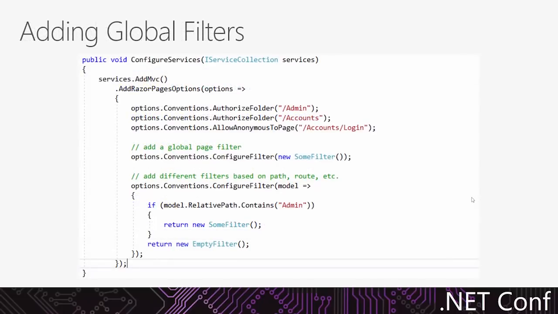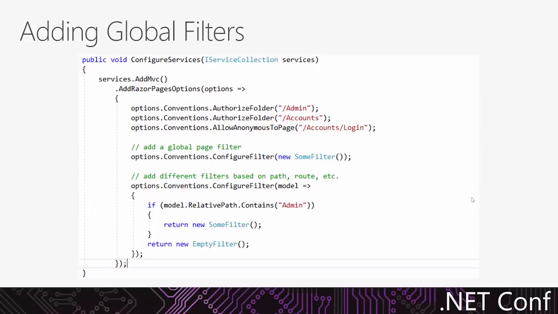Now, the other place that you can add filters in your Razor Pages is globally. So there are several different methods in the Razor Pages options conventions type that support configuring authorization rules. Authorization is typically done with filters in ASP.NET Core MVC. So you can apply authorization rules here from startup.cs to folders or pages using these conventions.